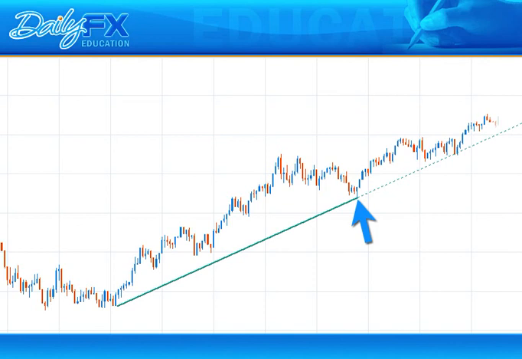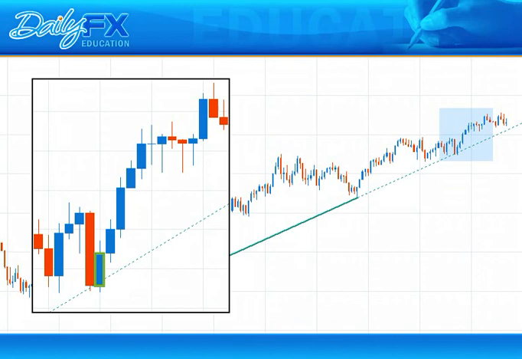Moving forward in time, we get what we're looking for. Price action falls again to our trend line. After waiting for a candle to close blue, confirming that prices have again begun their upward trajectory, we can buy at the open of the next candle here.